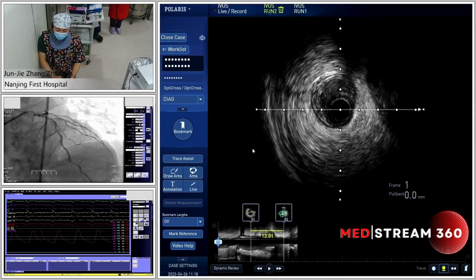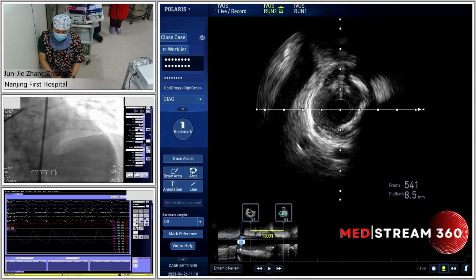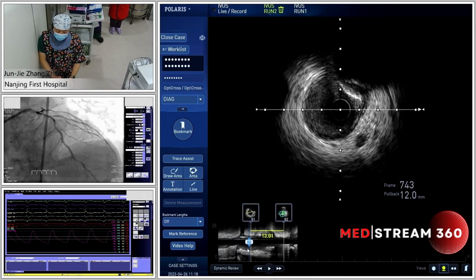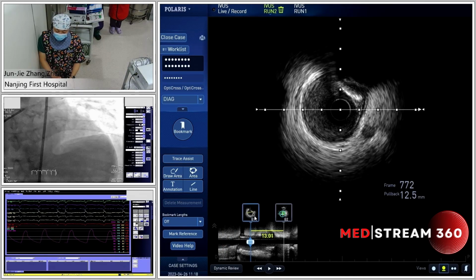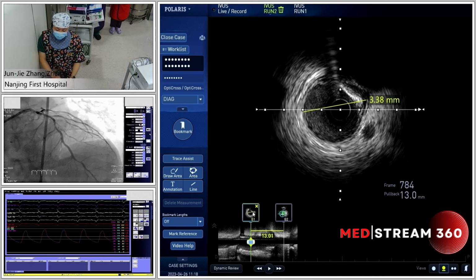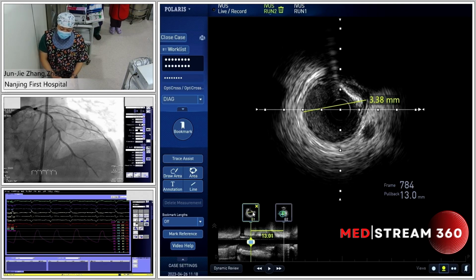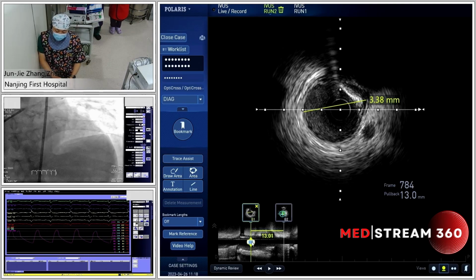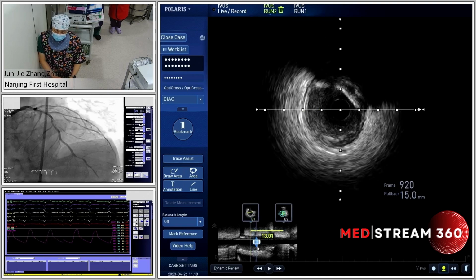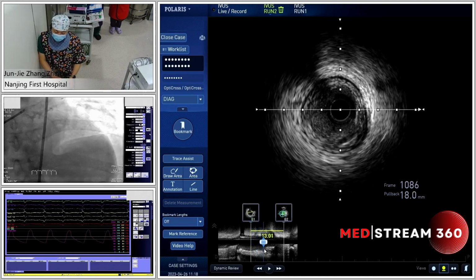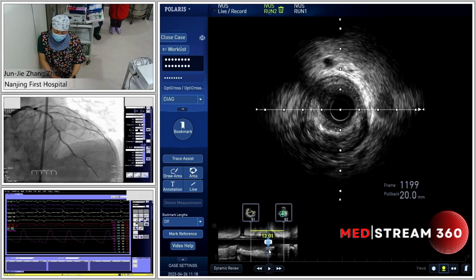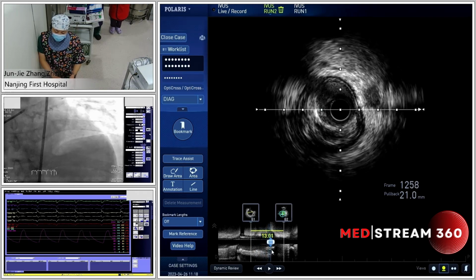The second round we check IVUS from the diagonal to ostium diagonal. And here we can see the diagonal vessel is not normal, and the vessel diameter is about 3.3 millimeters. Then go and pull back, we can see eccentric plaque, and the plaque area is more and more larger.